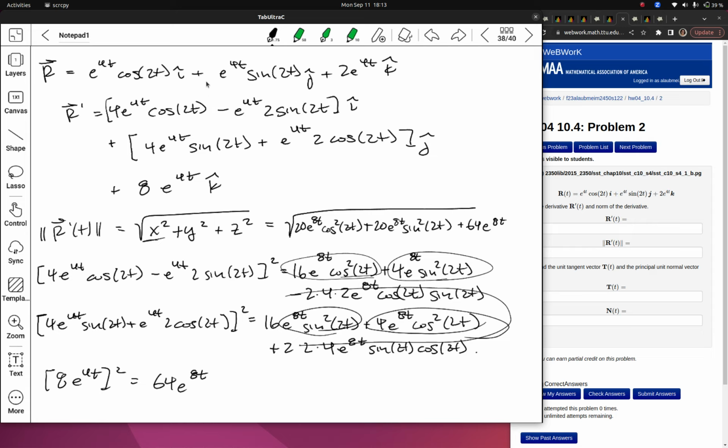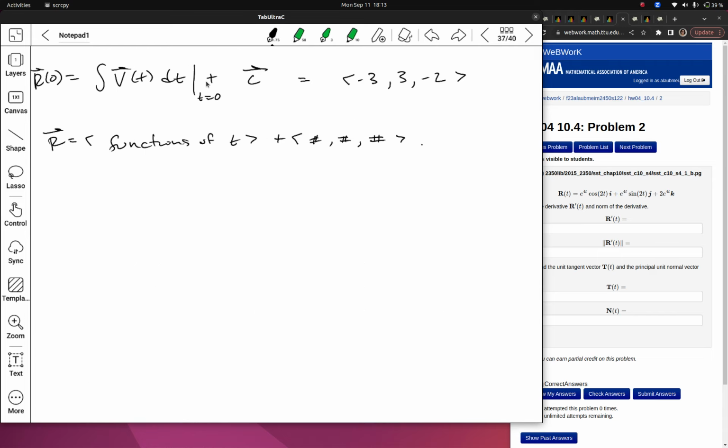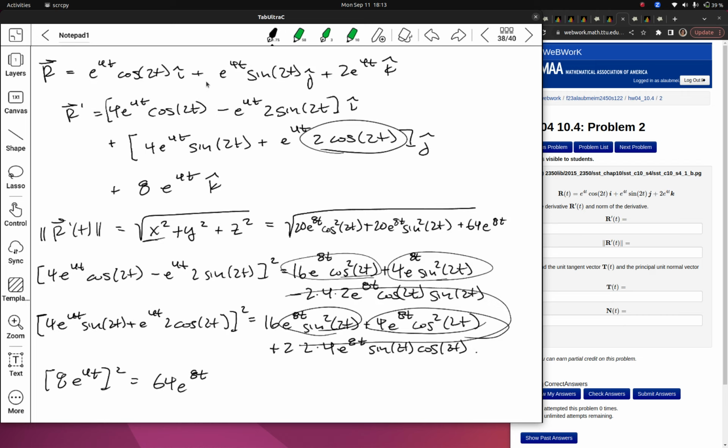And then I do the same with the j hat component. The derivative of e to the 4t gives me 4e to the 4t times sine 2t. And then keep e to the 4t the same, and the derivative of sine 2t is 2 cosine 2t. Oh no. And then the k hat component is a lot easier. That derivative is just 2 times 4, which is 8e to the 4t. And so that's how I would get the answer for the first part.